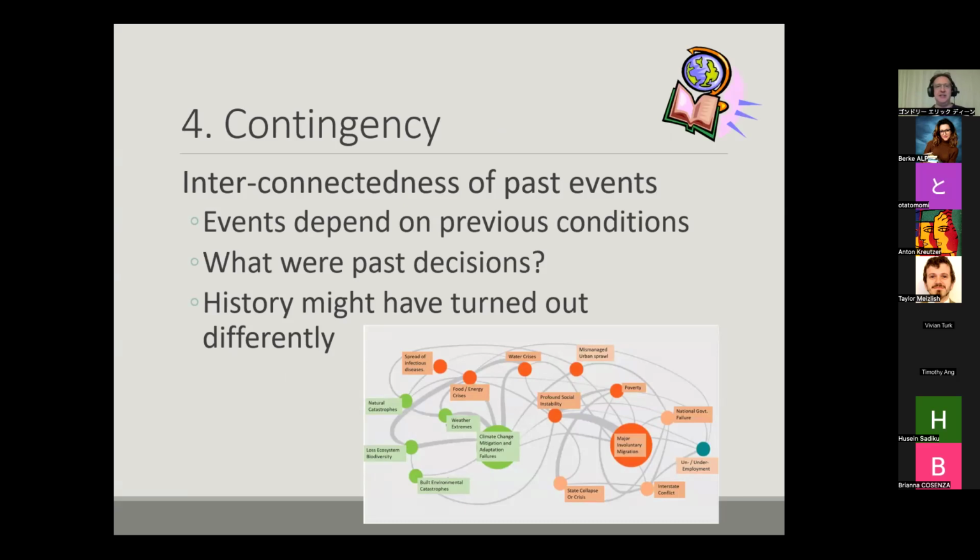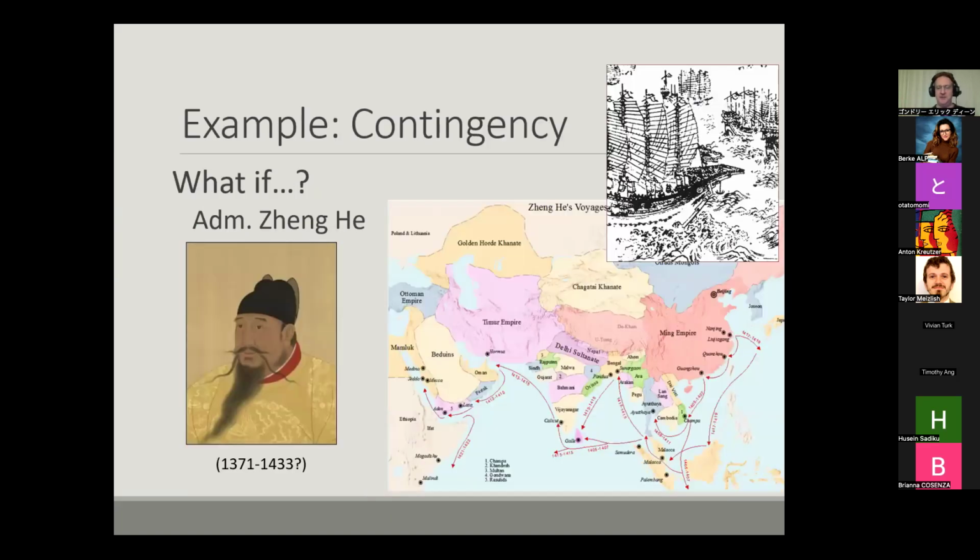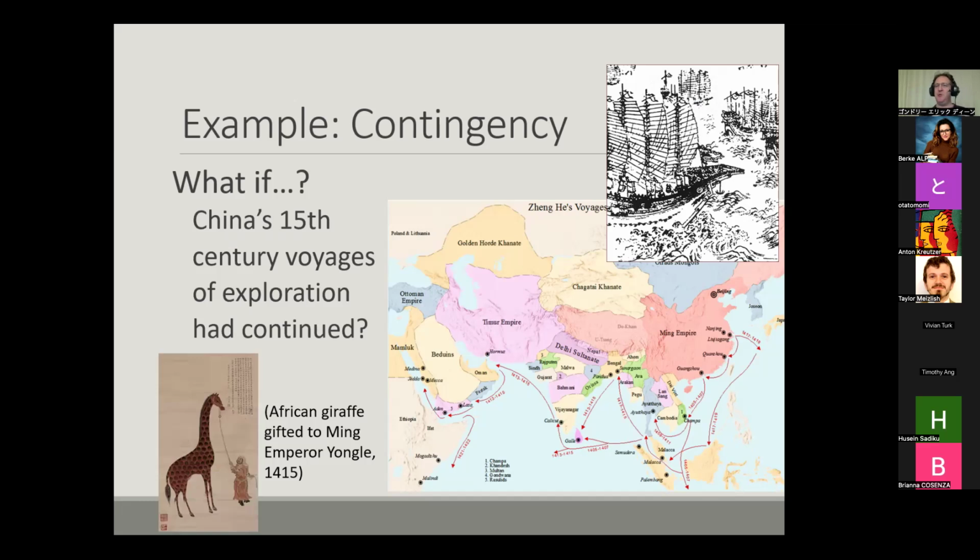Next, C is contingency. Contingency is how past events are interconnected, how past events require previous conditions, and what were the past decisions that were made. And things may have turned out differently, right? So one famous example from Chinese history were the voyages of the Admiral Zheng He, who went out on voyages of trade and exploration and diplomacy. These were stopped for political reasons. Well, what happens if they hadn't stopped? Would China have become a dominant maritime power in the modern day? That's one possible what-if kind of exercise.